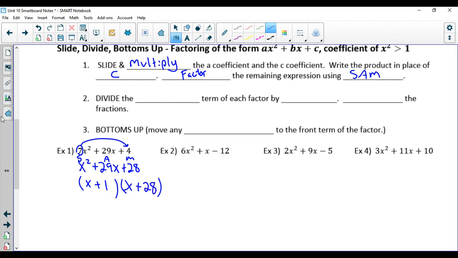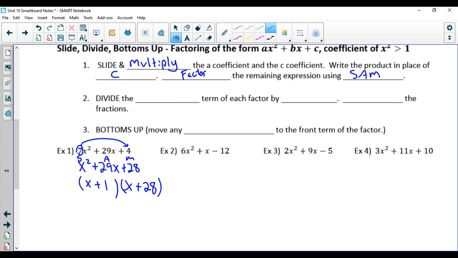Now, the thing that I have to warn you about, and I warn it every time, is you can't just stop here, because if you FOIL this, you get this step, but you don't get what you originally started with. We want to get what we originally started with. So that's why you have to do all 3. Slide, divide, bottoms up. Slide, divide, bottoms up. You guys remember that song? Should I play it again? No. Yeah. It's a good one.